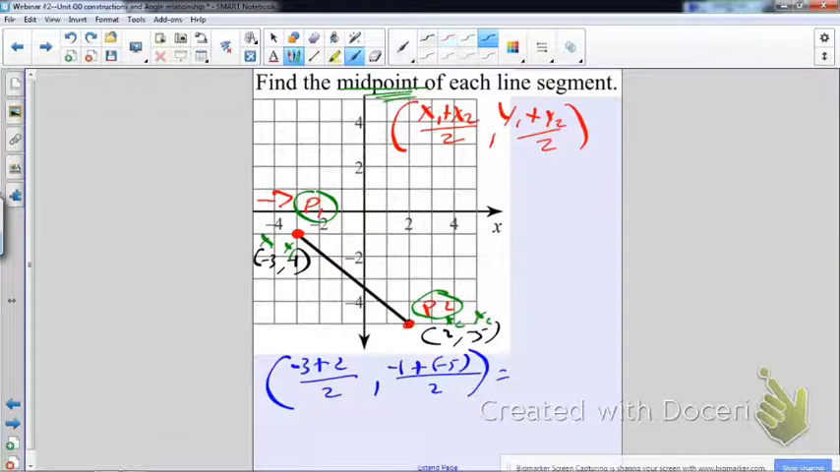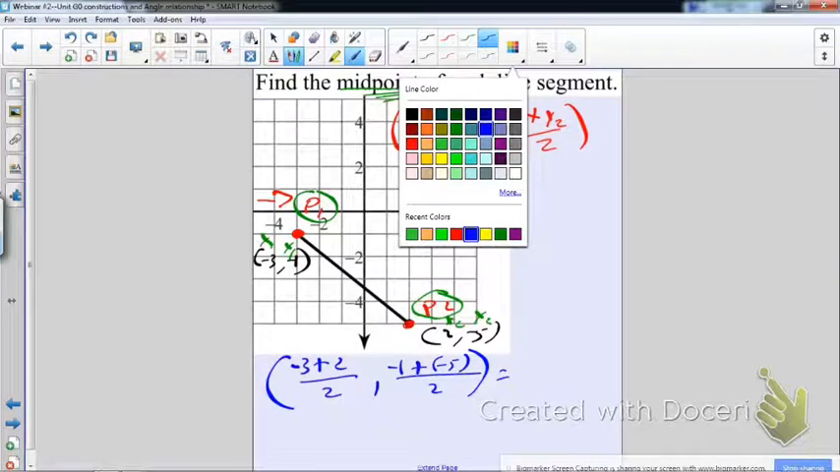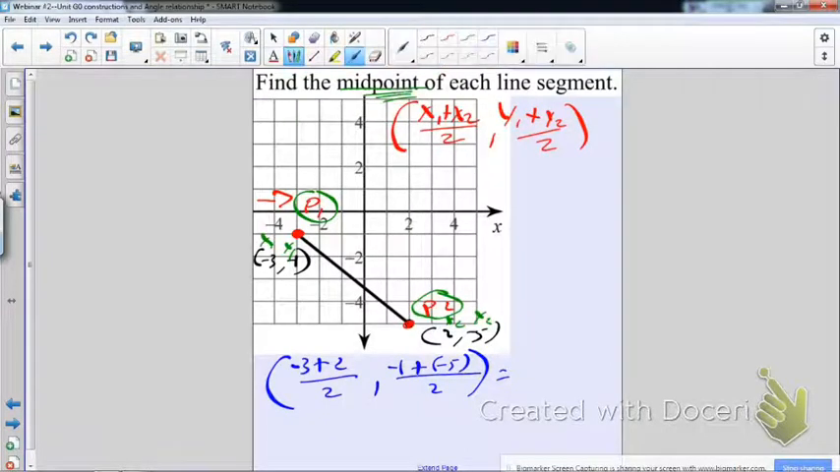Remember, every time you do this, try to simplify. Most of the answers, I believe, on the final are going to be in simple form, so please make sure that you're aware of that. So -3 plus 2 gives you -1. You divide that by 2, so the x value is located at -1/2, or a half, I should say. And then you have a positive and a negative, which still makes it a negative. So if I owe you 1 and I owe you 5, I owe you 6, and then I'm going to divide that by 2. So I'm just going to simplify.